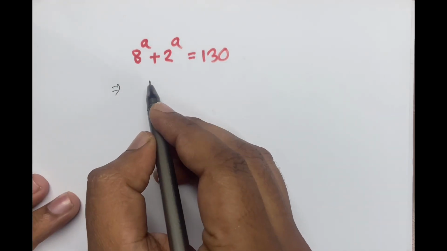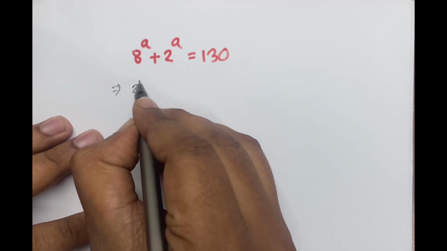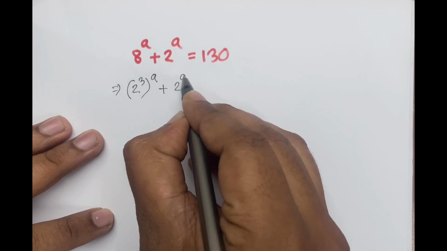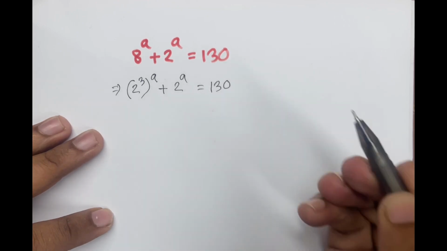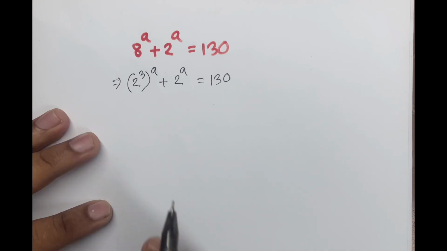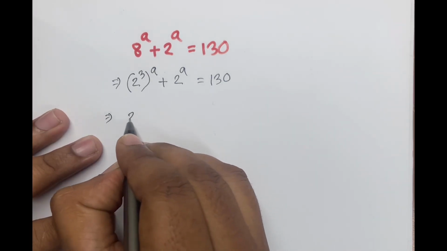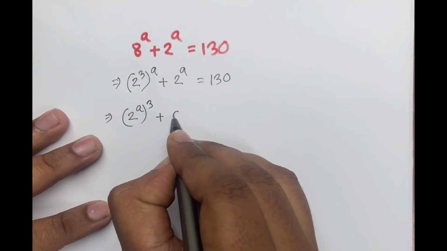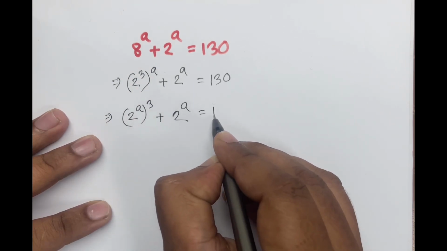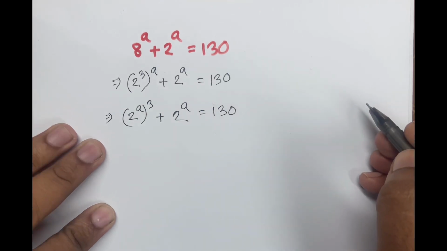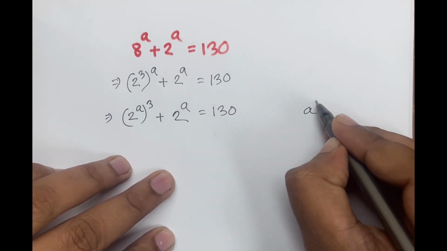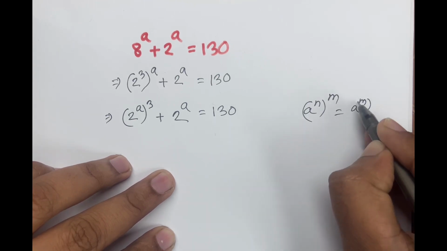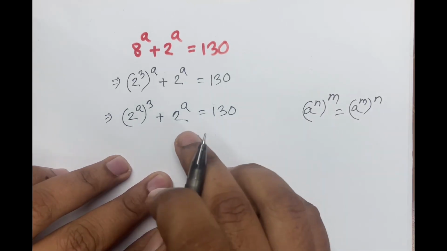8^a, now I can say easily (2^3)^a + 2^a = 130. Now I can say (2^a)^3 + 2^a = 130. We know that (a^n)^m = a^(mn). So I follow this formula in this line.